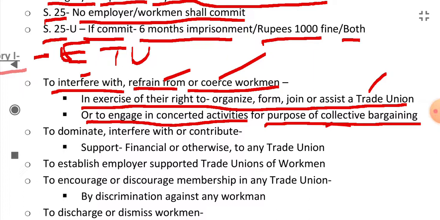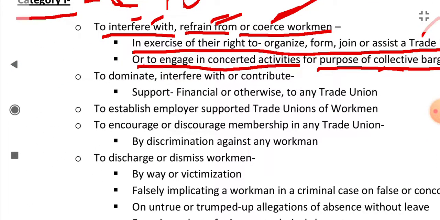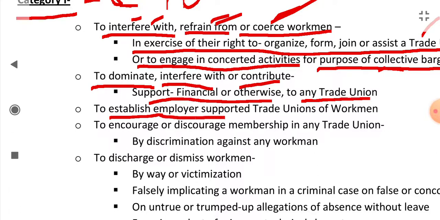Or for the purpose of collective bargaining, if the workmen are engaged in concerted activities, and the employer interferes with it, restrains, or coerces the workmen, then also it is an unfair labor practice. If an employer dominates or interferes with, or contributes to any trade union by supporting it financially or otherwise, then also it is an unfair labor practice. The employer cannot establish employer-supported trade unions of workmen. It is an unfair labor practice.